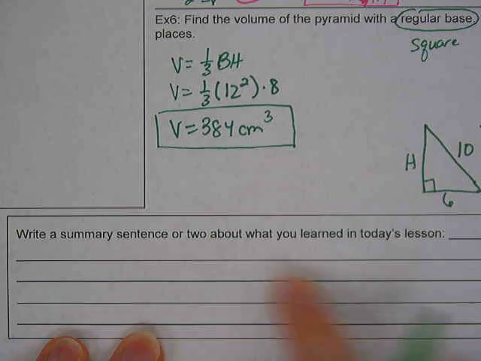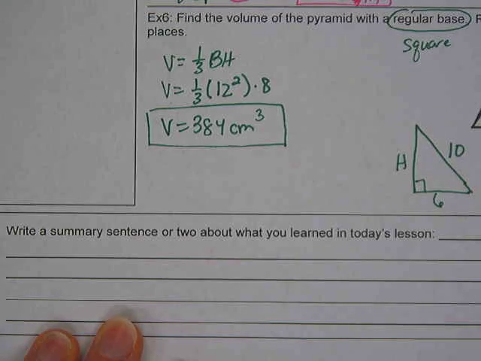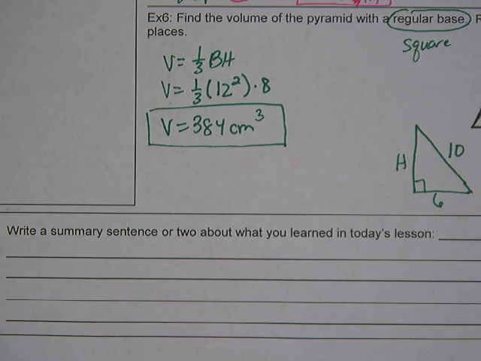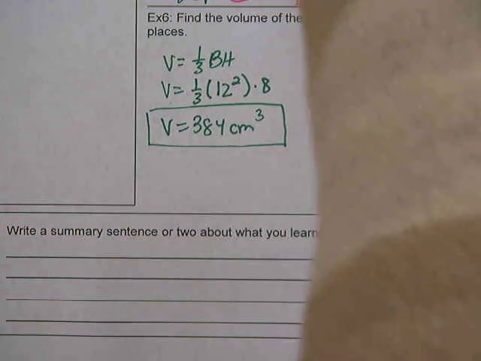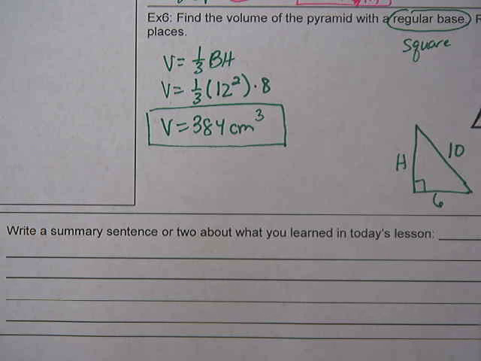Now, if you have any questions for me or for yourself, please make sure you jot down some questions in this column on the left. And now please write a summary or two about what you've learned in today's lesson. Make sure you don't write down something like, I learned about volume. Be a little bit more thorough with it.